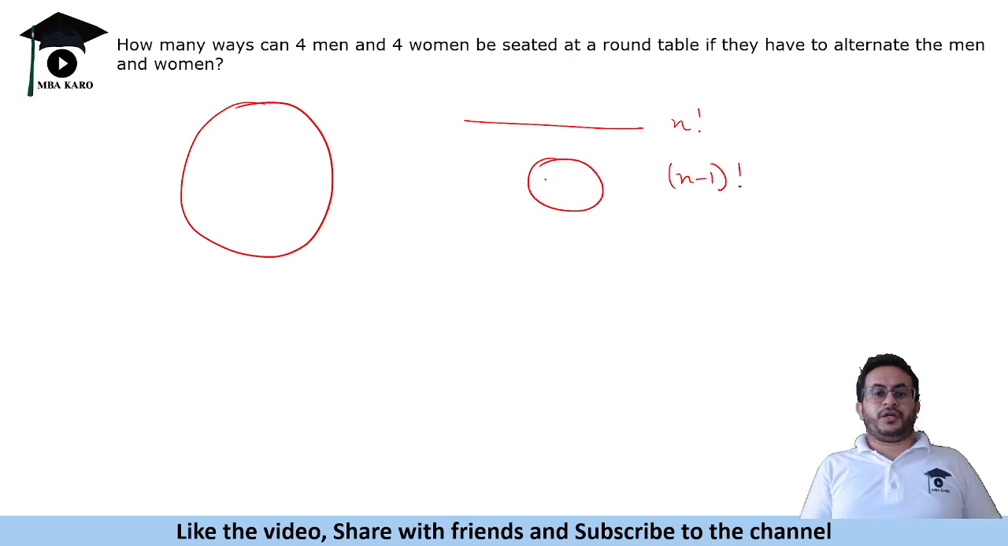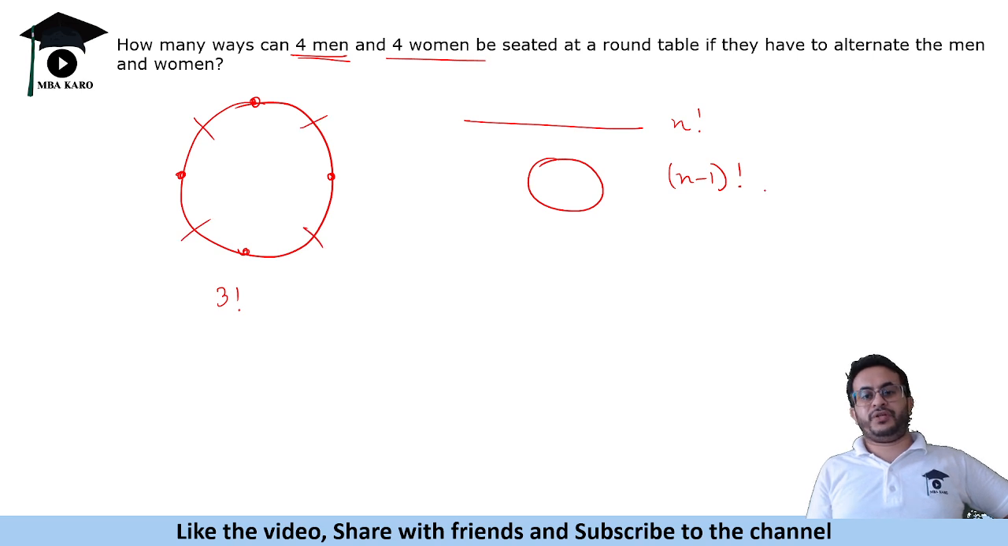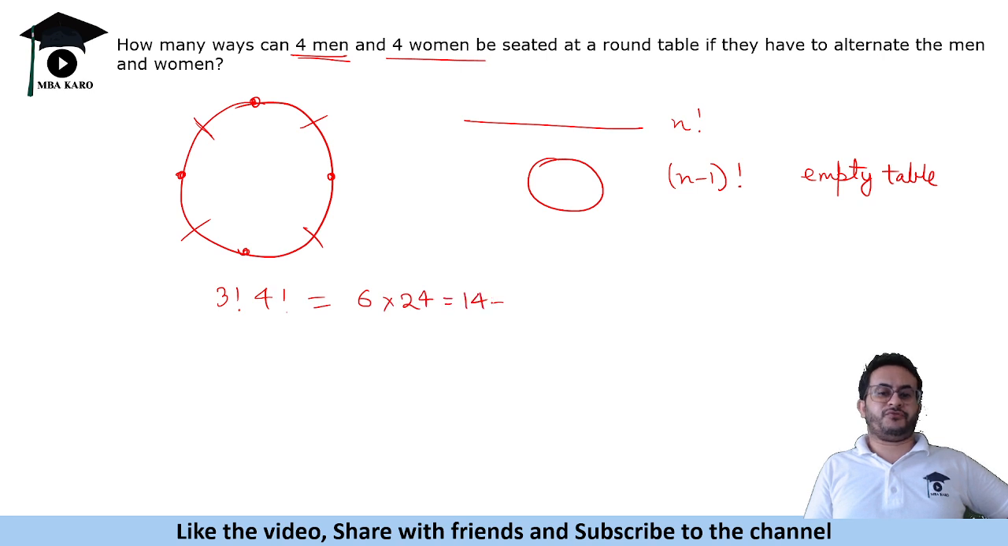Now when there are 4 men, we can arrange 4 men in 3 factorial ways. So 4 men can be placed in 3 factorial ways. Now we need to place 4 women. Now the positions are fixed. This happens only when there is an empty table, because we can rotate the table. Now these people are already placed, we need to place 4 women. So there are 4 seats and we have to place 4 women. So that is 4 factorial ways. 6 into 24, it is 144. So there are 144 ways of placing these people around a circular table.